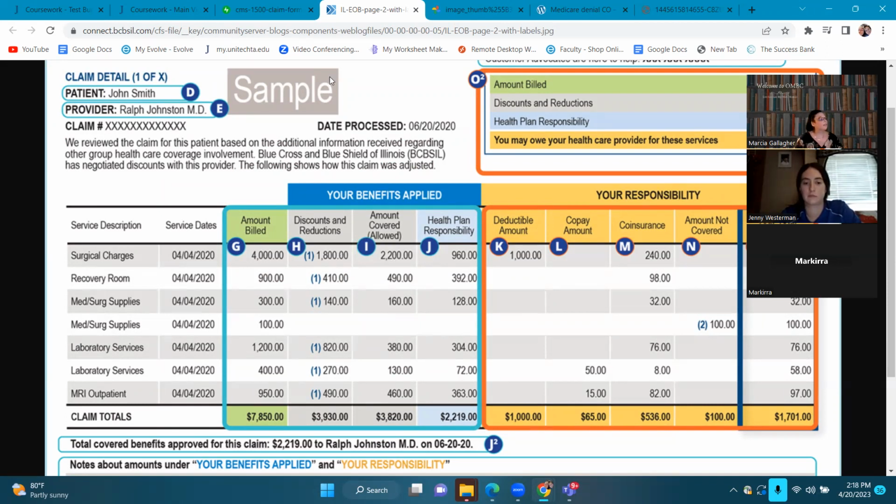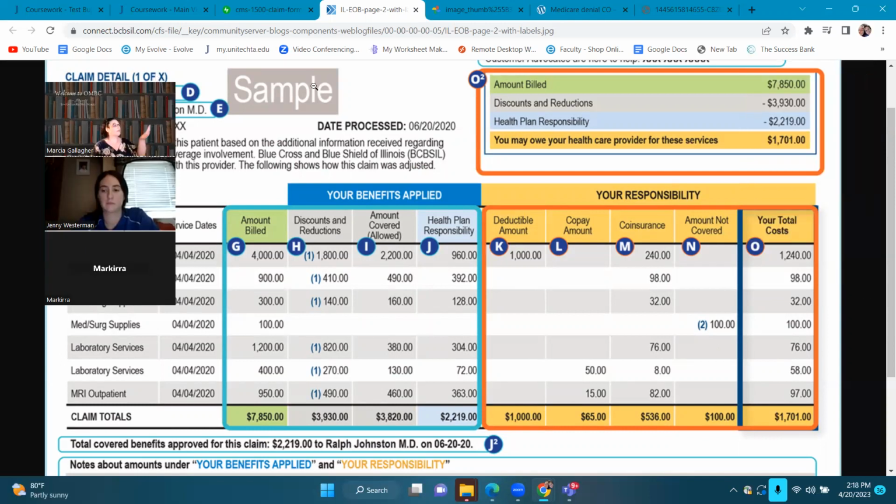I'm going to move y'all over because I don't know if y'all are in the middle of my page. Then we have the health insurance responsibility. The covered amount is $2,200. We have the health plan responsibility. The deductible is $1,000. The co-insurance is $240. Total cost for just this first line item is $1,240. Do you guys have any questions about an EOB? No, ma'am.